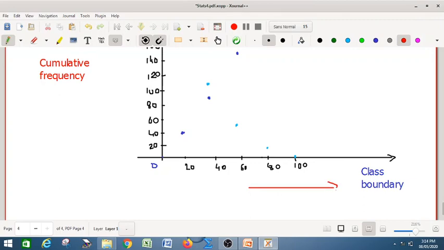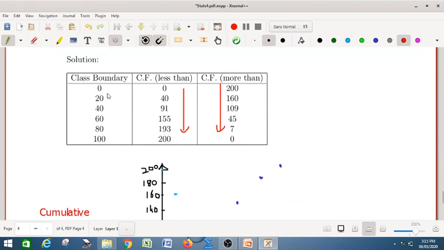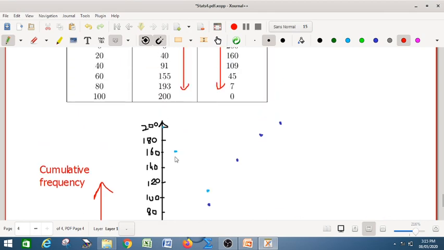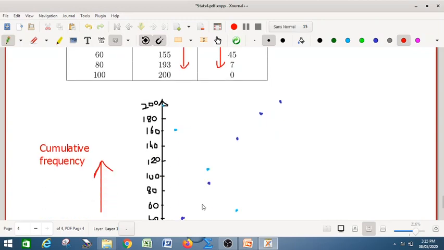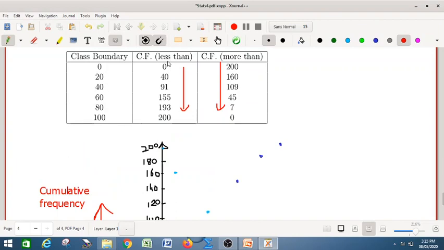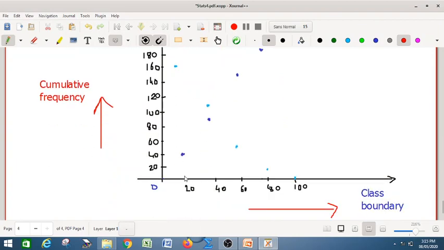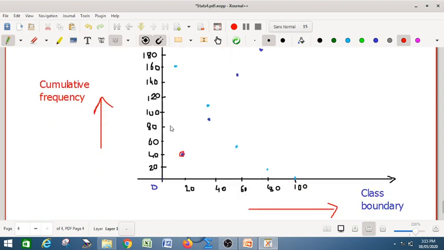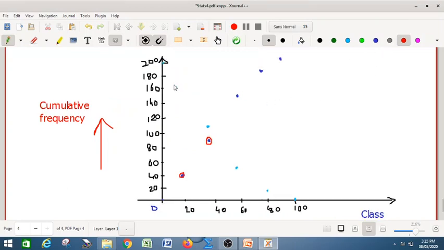Class boundaries are along the horizontal axis and cumulative frequencies are along the vertical axis. So you plot the class boundaries 0, 20, 40, 60, 80, 100. When the class boundary is 0, the cumulative less than type is 0, and when the class boundary is 20, the cumulative frequency is 40. When the class boundary is 40, it is 91. These blue dots are the less than type, and the sky blues are the more than type.